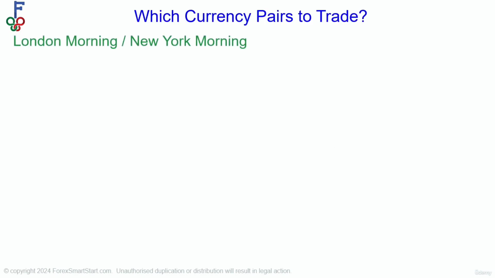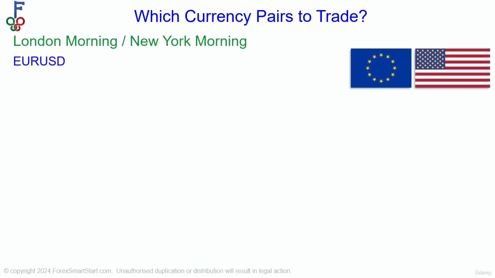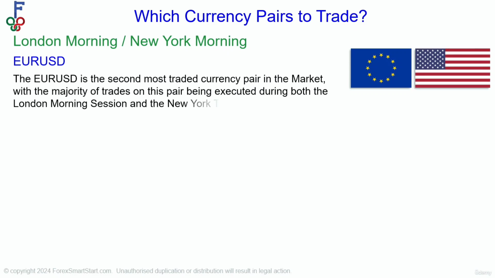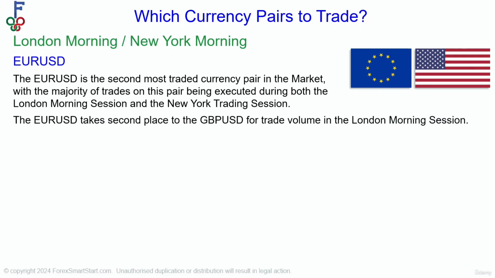The Euro USD currency pair. London morning and New York morning are the best times to trade the Euro USD. The Euro USD is the Euro versus the US dollar currency pair. The Euro USD is the second most traded currency pair in the market, with the majority of trades in this pair being executed during both the London morning session and the New York trading session. The Euro USD takes second place to the GBP USD for trade volume in the London morning session.